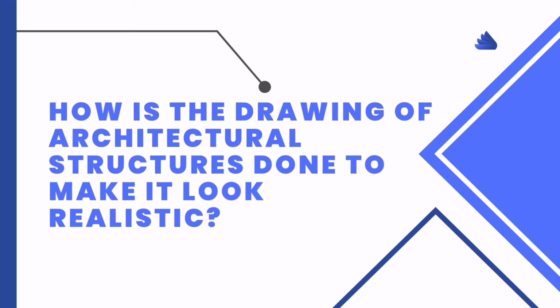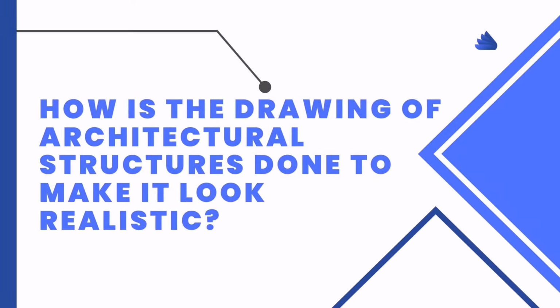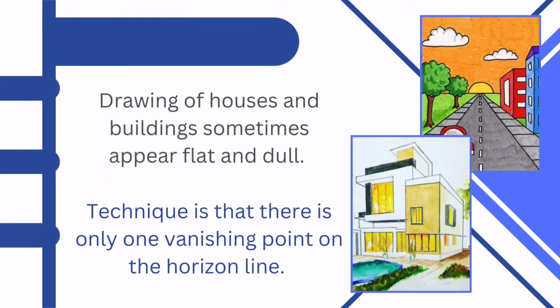How is the drawing of architectural structures done to make it look realistic? Drawings of houses and buildings sometimes appear flat and dull. To make a drawing look realistic and three-dimensional, a perspective technique, particularly the one-point perspective, is applied.